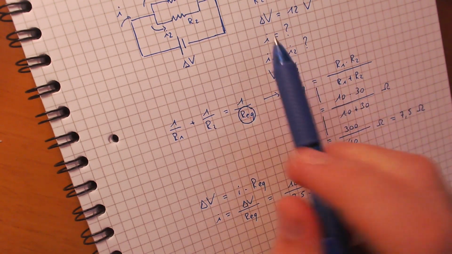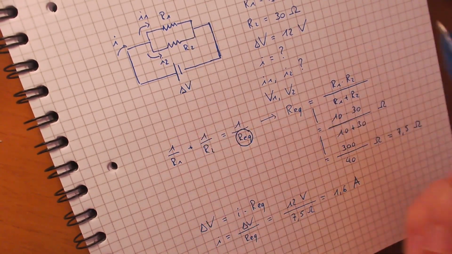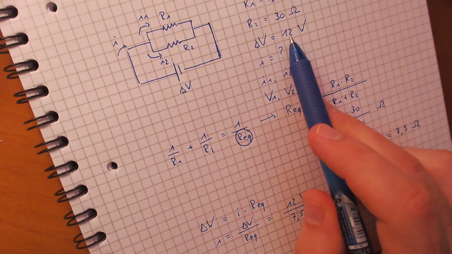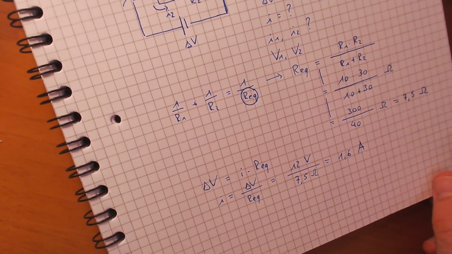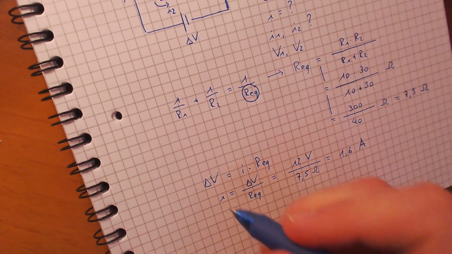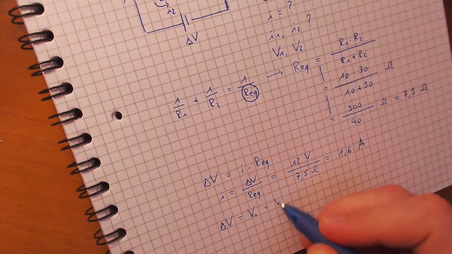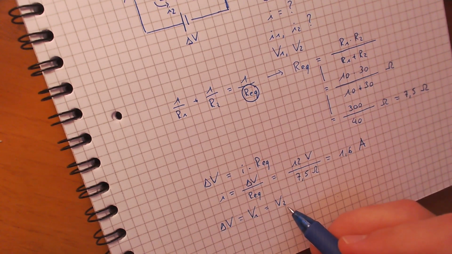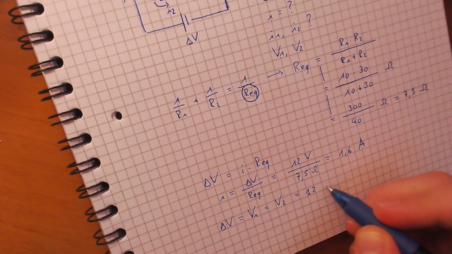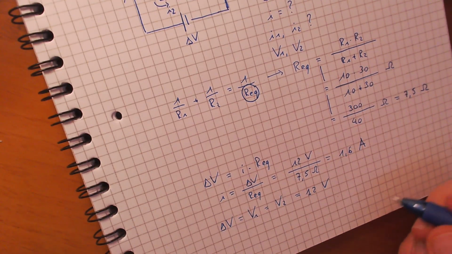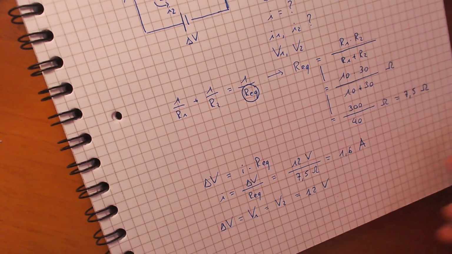We know that the voltage across the two resistors, so the voltage between this point and this point, is the same and is equivalent to the power supply, and this comes from the Kirchhoff's voltage law, because again, as we know, V, so the power supply, is equivalent to V1 and equivalent to V2 because of the Kirchhoff's voltage law, and this means that all these voltages are 12 volt.